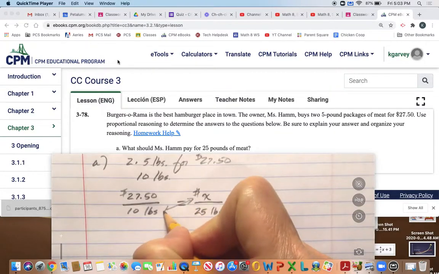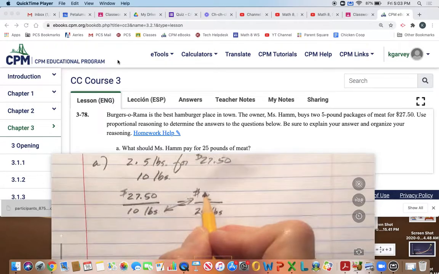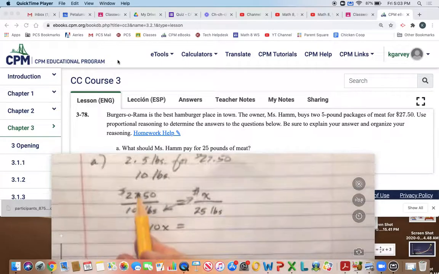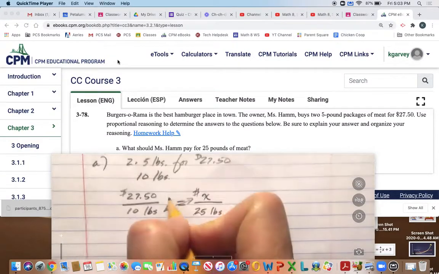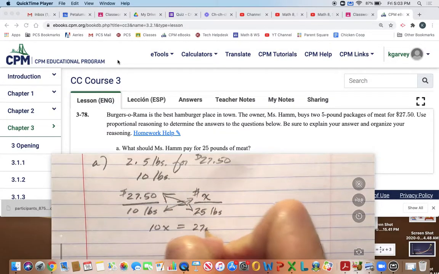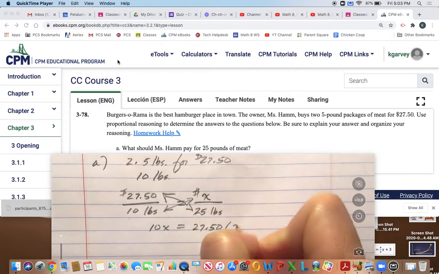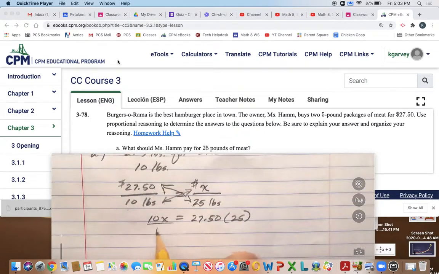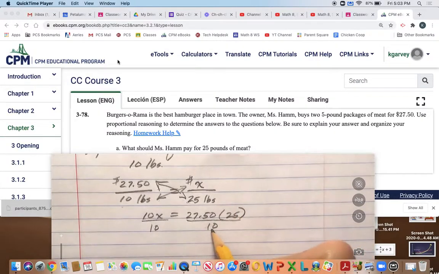Okay, so the first cross multiplying is the denominator to the numerator. So that is 10x. And then we'll do the other way, 27.50 times 25. All right, now we have to get this x by itself, and it's being multiplied by 10. So we will undo that multiplication by dividing it by 10, and we'll divide this by 10 too. So we can do a little bit of canceling before we start multiplying.